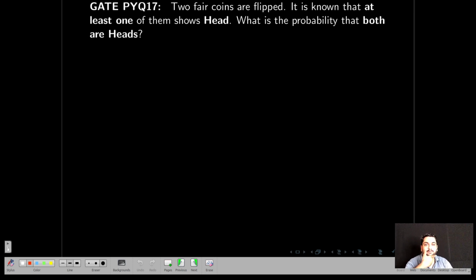Two fair coins are flipped. It is known that at least one of them shows head. What is the probability that both are heads? Okay. So let the sample space be 2 coins, right?